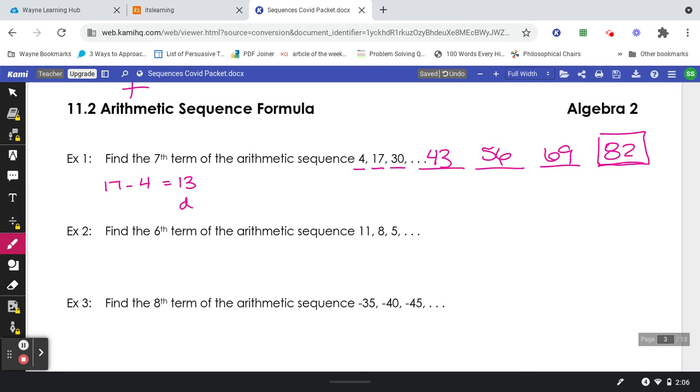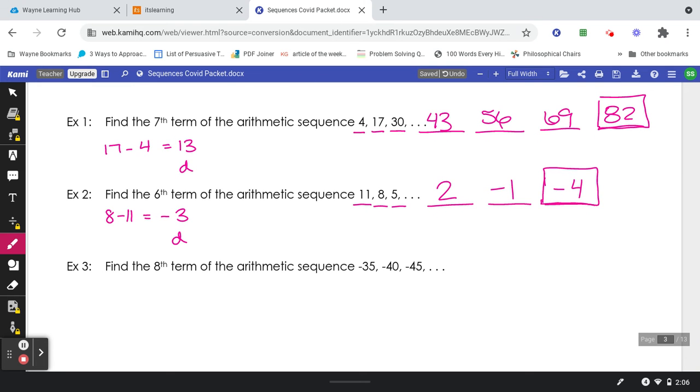For example number 2, I'm looking for the 6th term. So I have 1, 2, 3. I need 4, 5, and 6. Whatever I get for this answer right here will be my final answer. All right, these look like they're getting smaller from 11 down to 8, down to 5. I believe I am subtracting 3. 8 minus 11 is negative 3. That's my common difference. So I'll just continue to subtract 3 from each of those. 2, negative 1, and finally negative 4 as my 6th term.